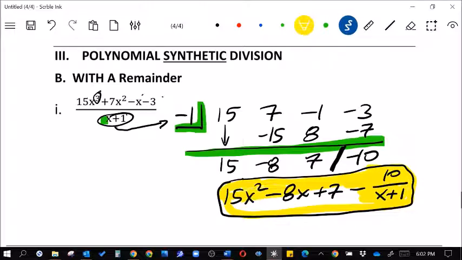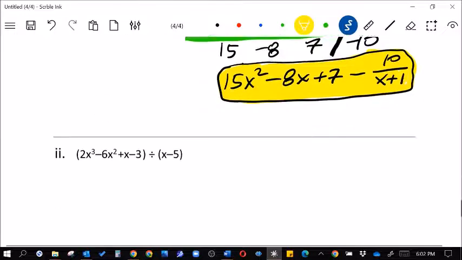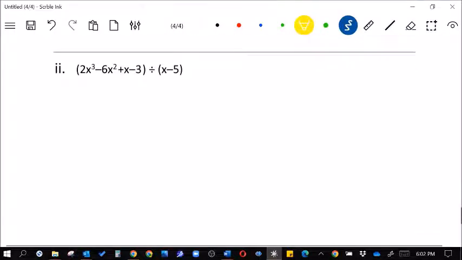Okay, there's one more example down on the bottom here. Go ahead and try to do that one yourself too. Pause the video, do it, and come on back. All right, I'm going to do this. It's going to be a +5, the opposite sign, and then 2, -6, then the 1 that was with the x, and then -3.